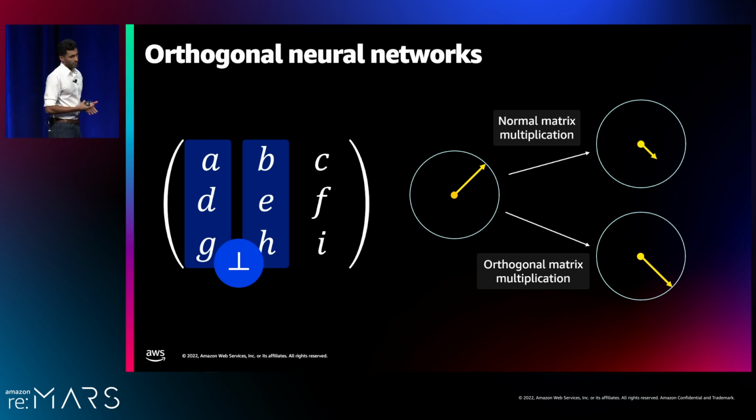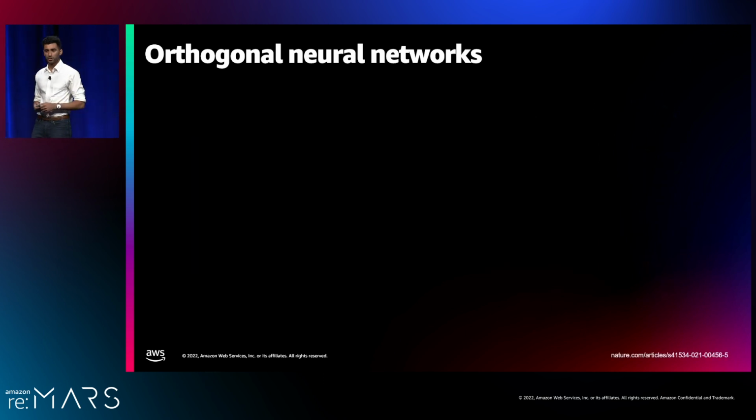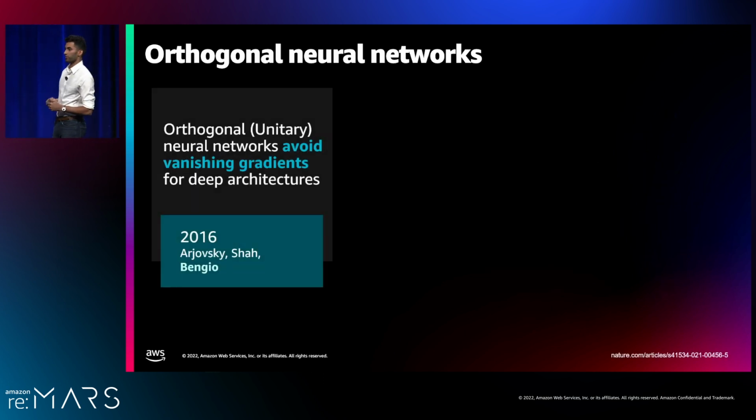One of the biggest problems in neural networks is this problem of vanishing gradients. And it makes it very hard to train deep neural networks. A large part of that problem can actually be traced back to the fact that normal matrix multiplication can change the length of the input vector. And this was shown in 2016 by a team of researchers that includes Yoshua Bengio, who is one of the Turing Award winners for pioneering neural networks.